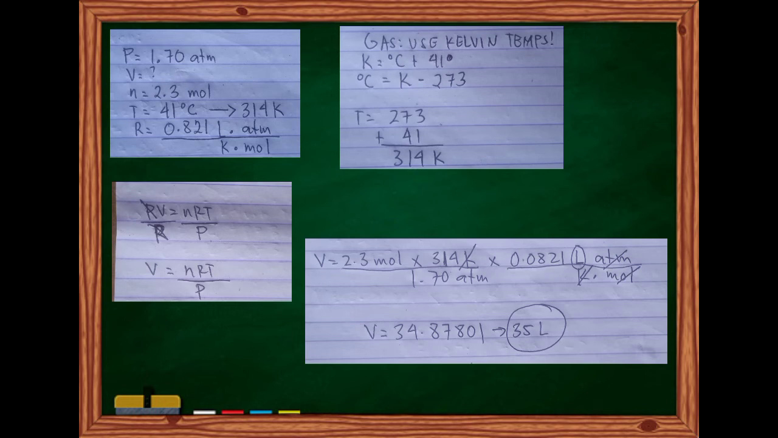How many digits do I round this to? I look up here for the number with the fewest significant figures, and that's 2.3. The final answer has to have two significant figures. So 34.878 is going to turn into 35, two significant figures. And what are my units? The unit is L, because everything else cancelled. So 35 liters is the volume of the gas under these conditions.